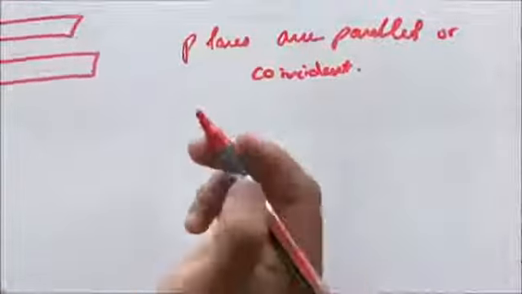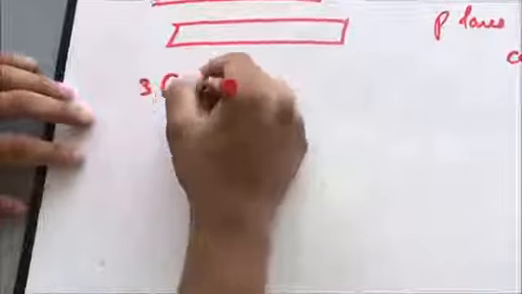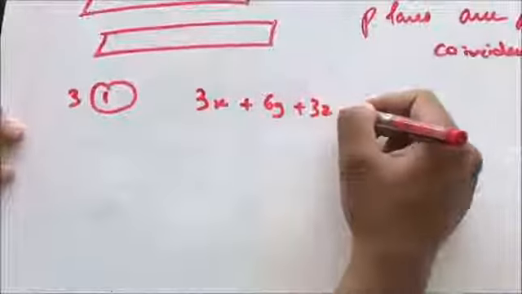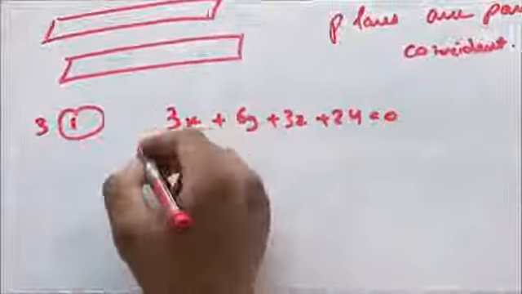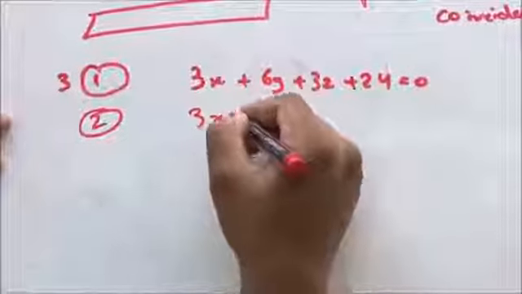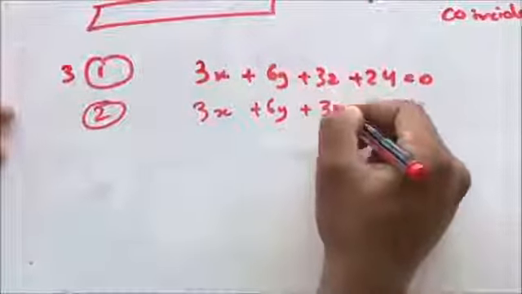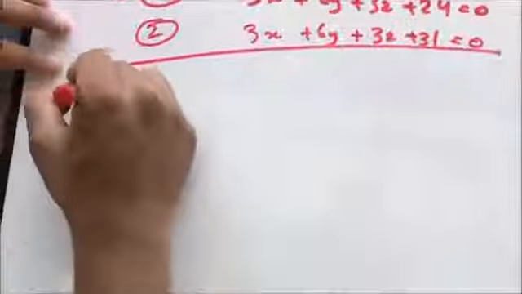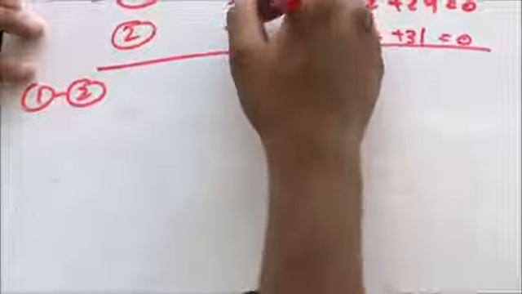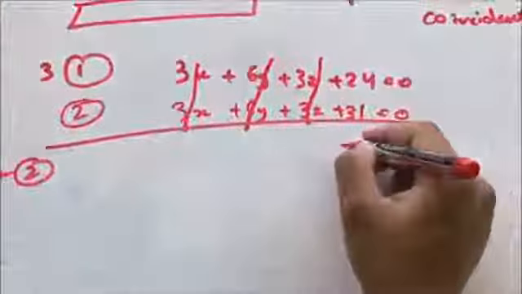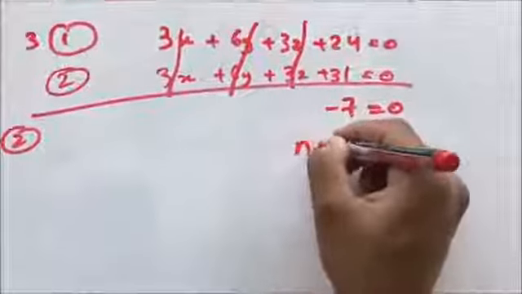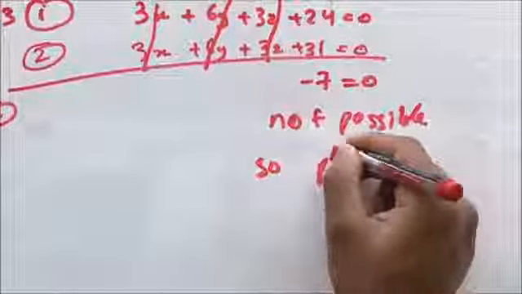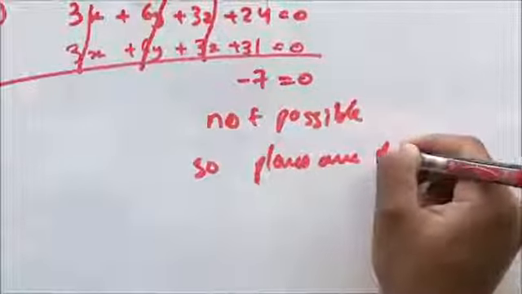So let's just do this by solving in this case. We know that 3 times equation 1 would give us 3x plus 6y plus 3z plus 24 equals 0. And equation 2 gives us 3x plus 6y plus 3z plus 31 equals 0. If we subtract equation 1 and 2, this eliminates, this eliminates, this eliminates, and we get -7 equals 0, which is not possible. So planes are parallel.